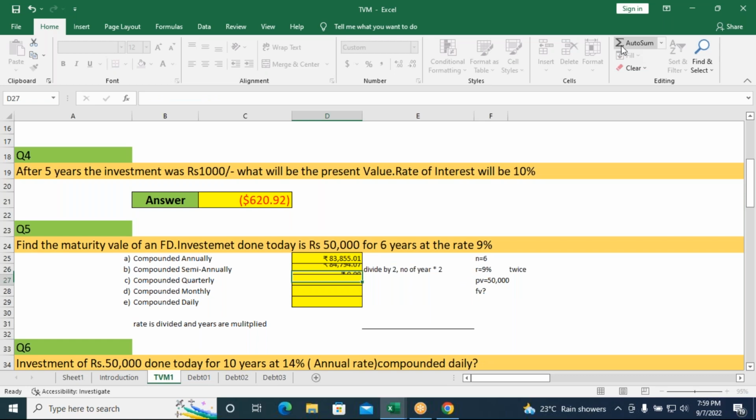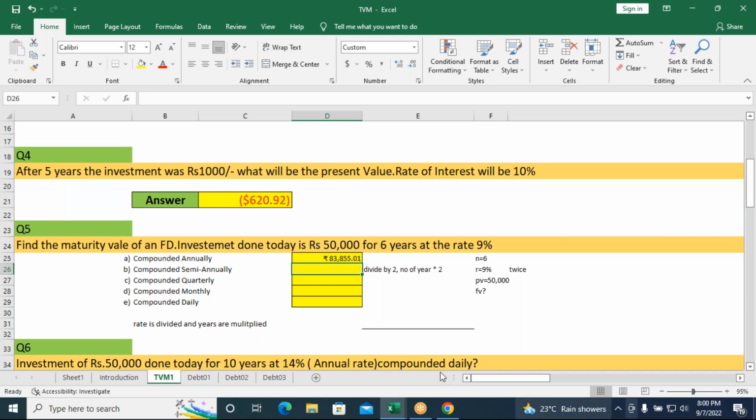Understood with this? If it is done semi-annually, that time I'll be getting the amount as 84,794. Everybody understood? Ma'am, can you please explain it once again, ma'am?